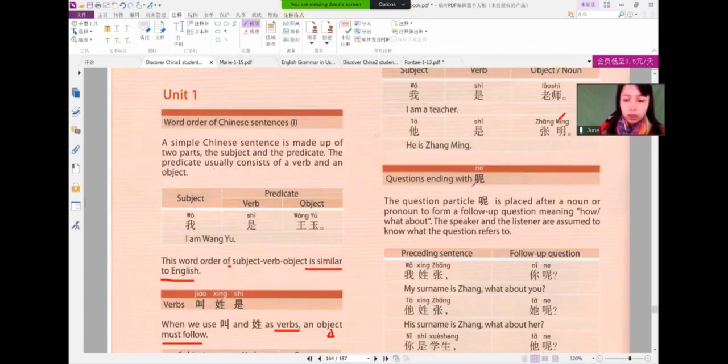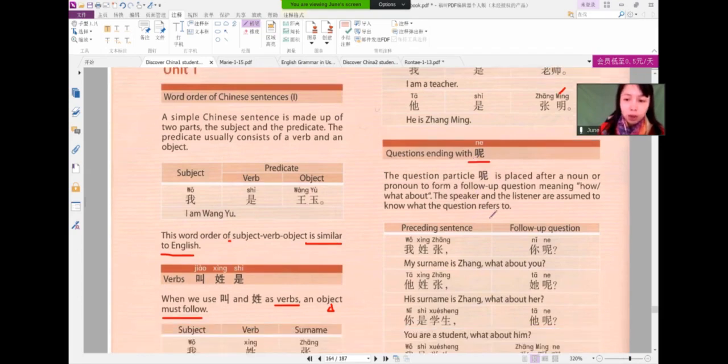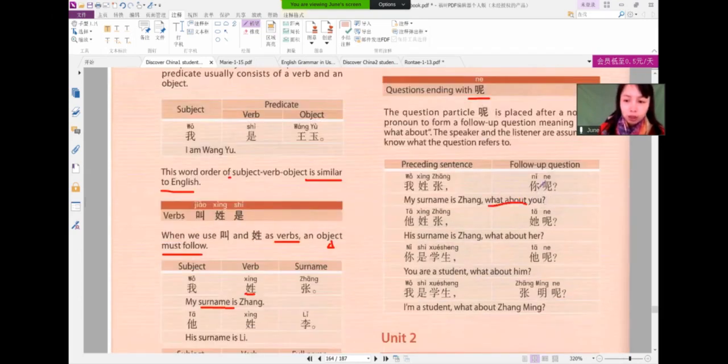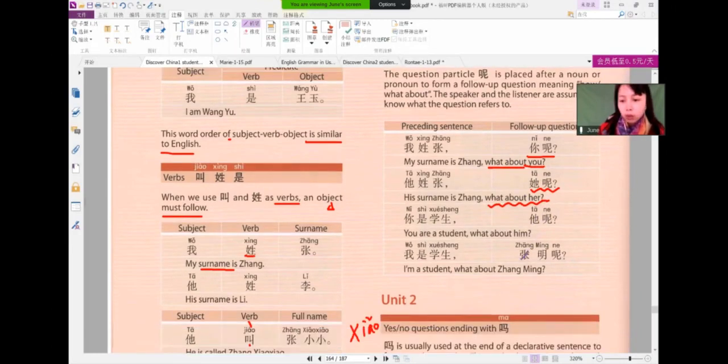Okay, and we also learned a question ending with 呢 means what about you? 你呢, right? 你呢？Yes. And how to ask what about her? 他呢？Right. And what about him? 他呢？Yes, and this time, what about 张明? 张明呢？对，张明呢？So just the person and the 呢, you will become what about something.